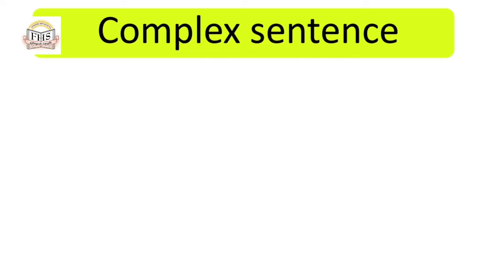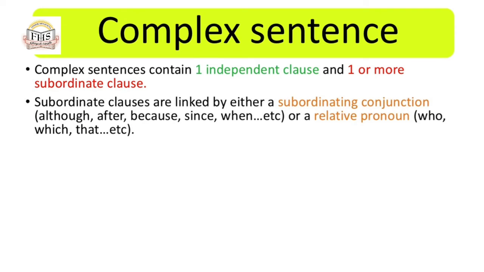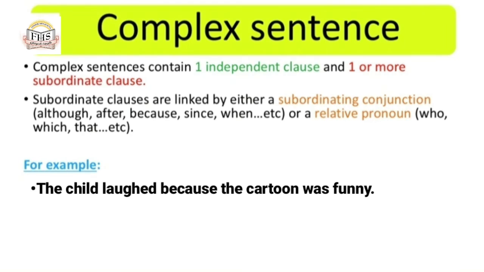The third type is a complex sentence. Complex sentences contain one independent clause and one or more subordinate clauses. Subordinate clauses are linked by either a subordinating conjunction, like although, after, because, since, when, or a relative pronoun, like who, which, that, etc. For example, the child laughed because the cartoon was funny.